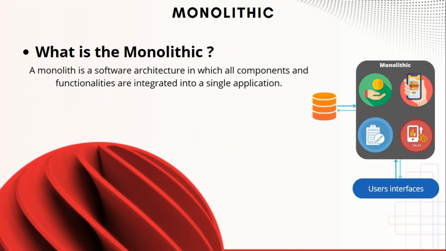Well, let's start. Monoliths. What is a monolith? A monolith is a software architecture in which all components and functionalities are integrated into a single application. Look at this picture. We have a monolithic instance, and all the components and functionalities are integrated in a single application here, like payments, orders, sales. In the monolith, we have a single communication with the database, and we have a simple user interface communicating directly with this instance of the monolith.